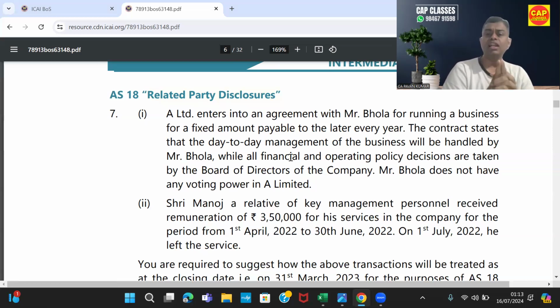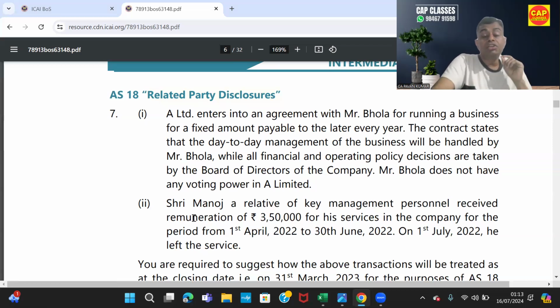So in this question, clearly, Mr. Bhola is not a related party. So there is nothing that needs to be disclosed as a related party transaction. There is no related party here because neither can he control the company nor significantly influence the company's decisions, nor control the composition of the board of directors. He cannot appoint or terminate board of directors. So he's not a related party. No control, no significant influence, no joint control. Not a key managerial personnel. Full stop.